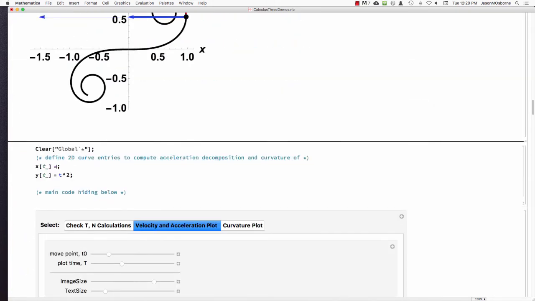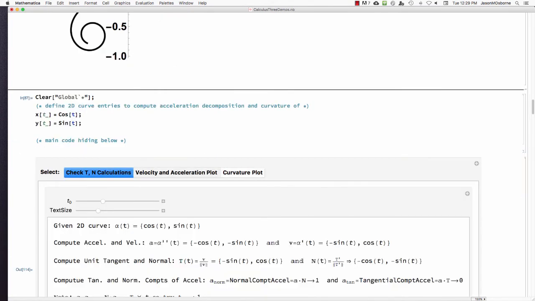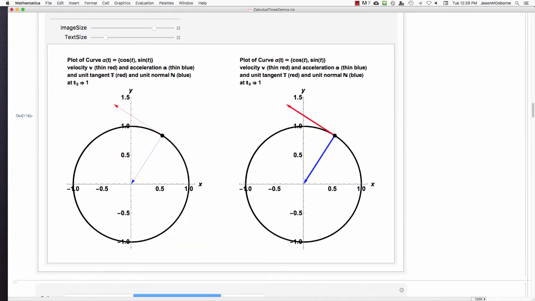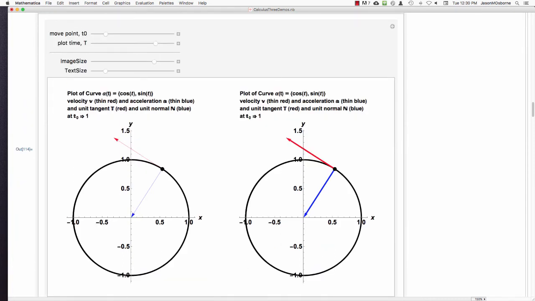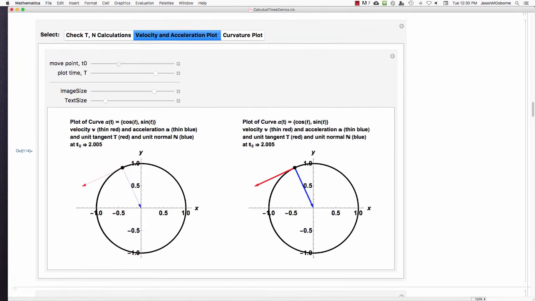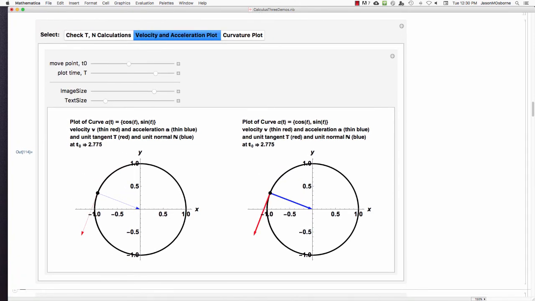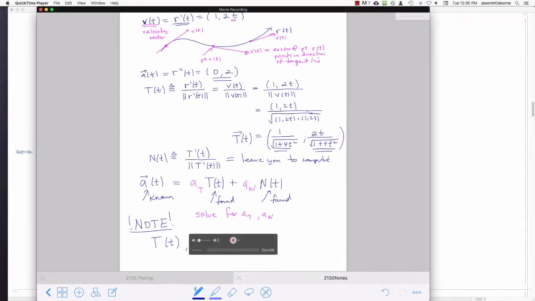If you change the curve to cosine of t, sine of t, let's look at a circle, a new curve, and run this. Here's your velocity, the curve plot. Look here on the right, no matter where you are along the curve, t is the solid red one, n is the solid blue one, and they stay perpendicular to each other. So on a circle, t and n are perpendicular, but also on a parabola. So how do we use that perpendicularness?